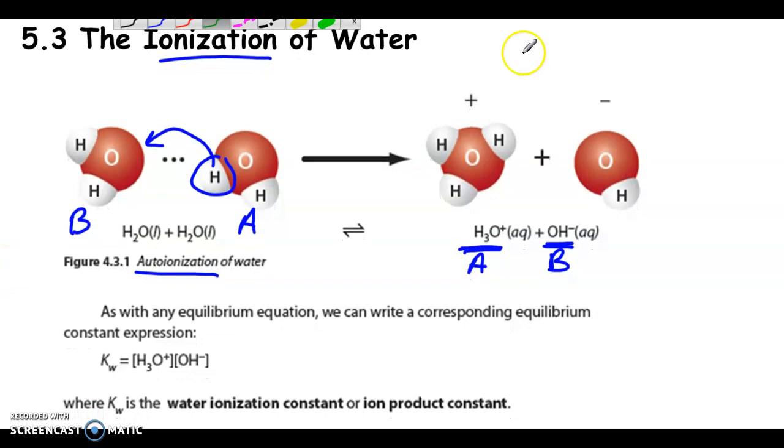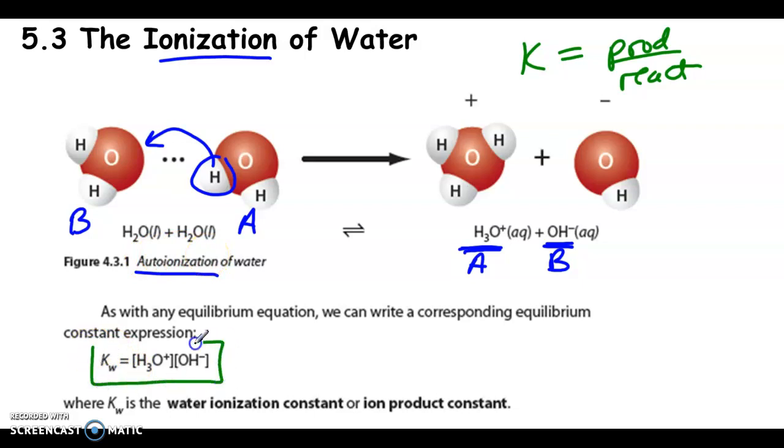So let's say we wanted to create a K expression here. K expressions, of course, are always products over reactants. So in this case, if we wanted to set up a K for this, our products are ions, but our reactants are not, right? They're in their liquid form. So what ends up happening here is we have an expression that is hydronium times hydroxide essentially over 1, because remember water is not included. So this is referred to as Kw.